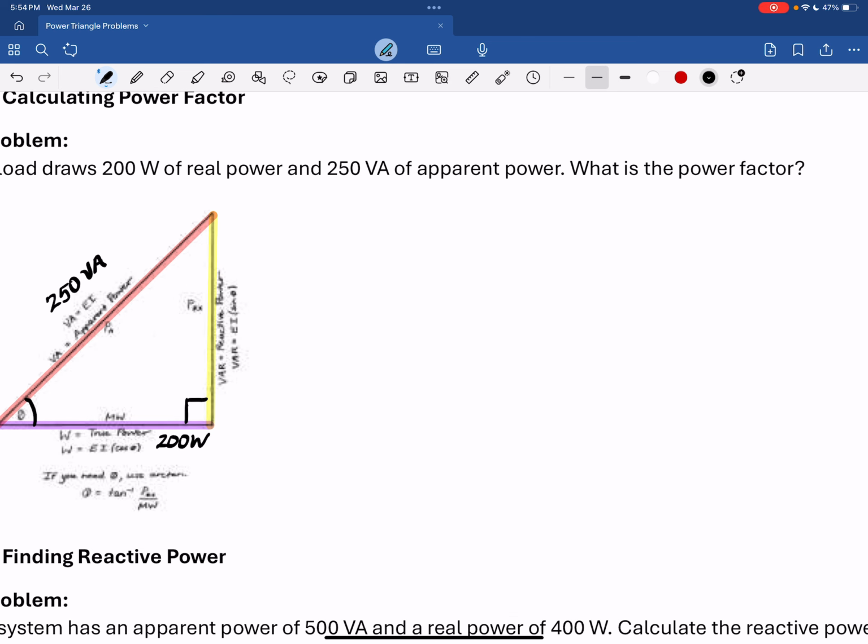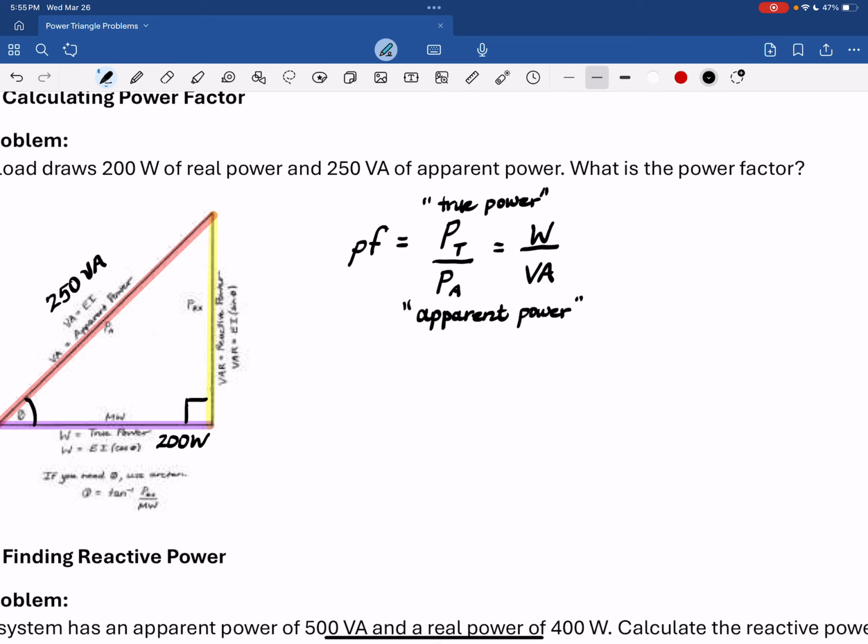And that's actually another equation in your textbook where it's defined as power factor is PT over PA. And in our terms, that means W over VA. So true power, PT is true power, or power true, over PA, which is power apparent. And in our method notation, it is W over VA. But you could use either of those formulas.